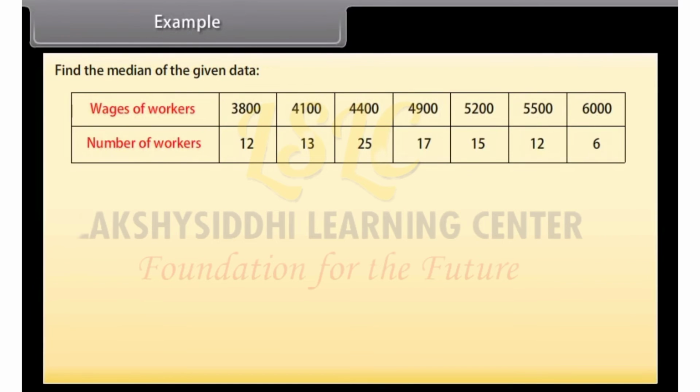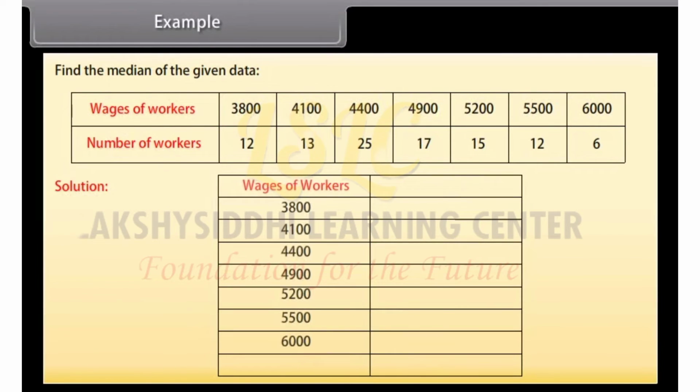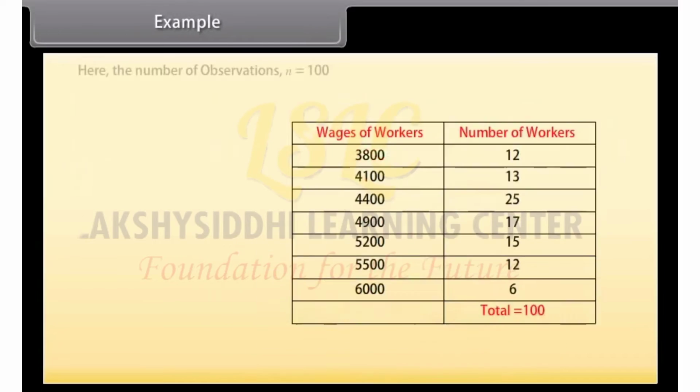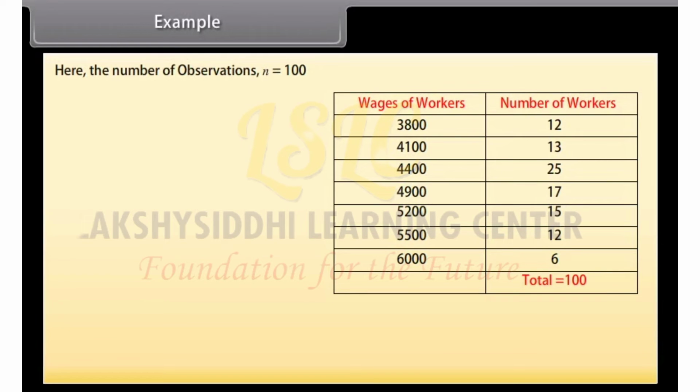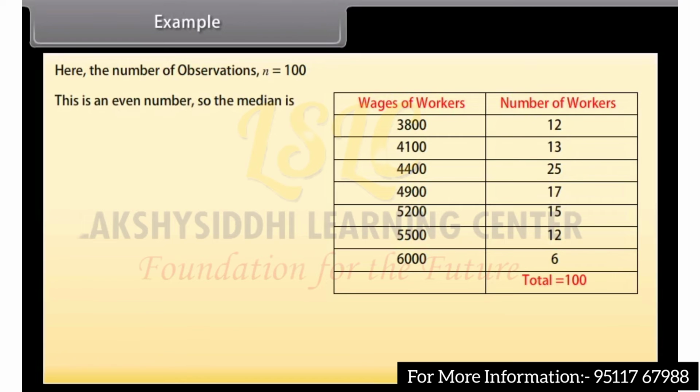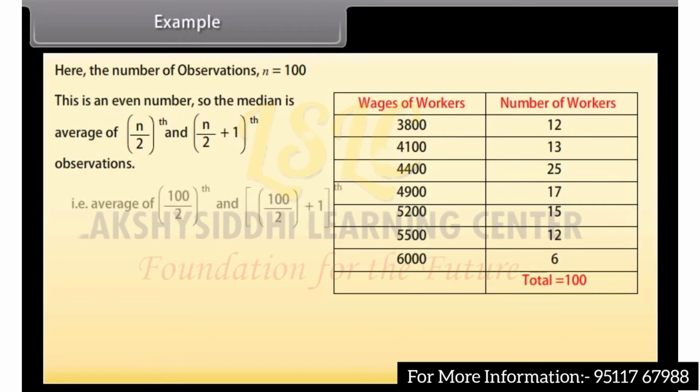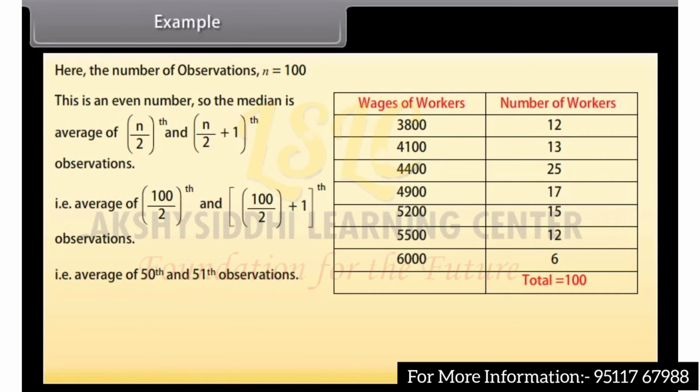Find the median of the given data. Solution. Firstly, we will write the wages of workers and the number of workers. The total number of workers is 100. Here the number of observations n is equal to 100. This is an even number, so the median is the average of the n by 2th and n by 2 plus 1th observations. That is, the average of 100 by 2th and 100 by 2 plus 1th observation. That is, the average of the 50th and 51st observations.